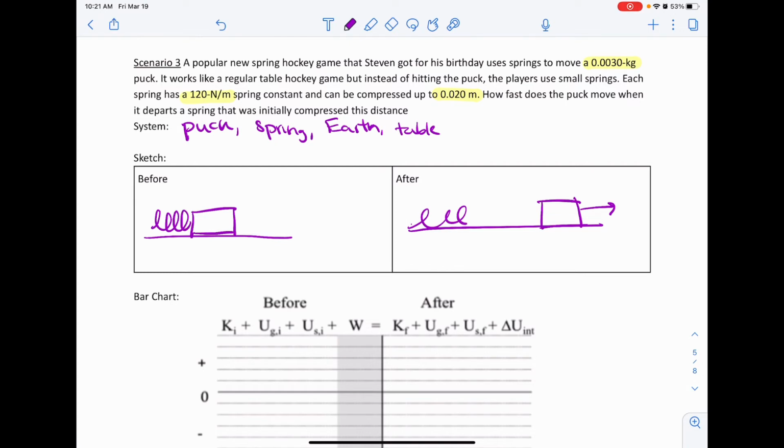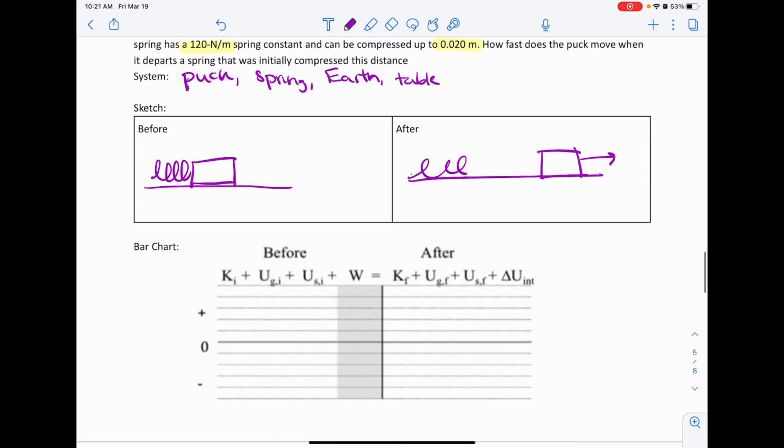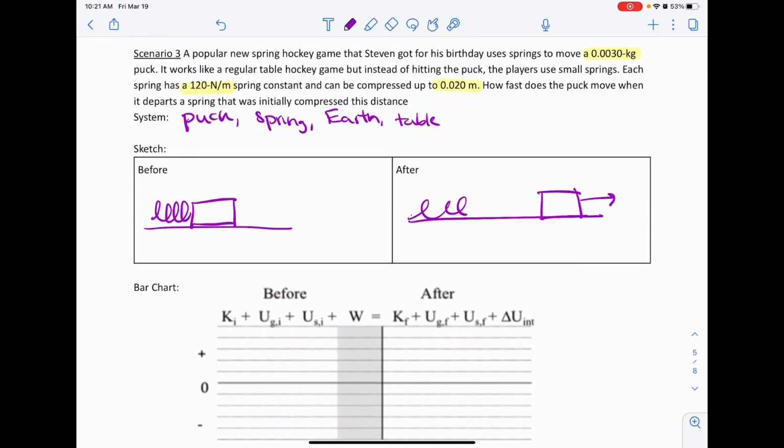Okay, so let's look together at our bar chart here. Actually, let's start by making a list of what we're given. We know our mass is 0.003 kilograms. And we know the spring constant is 120 newtons per meter. And we know it's compressed 0.020 meters. And we don't know the velocity after, right? It says how fast.